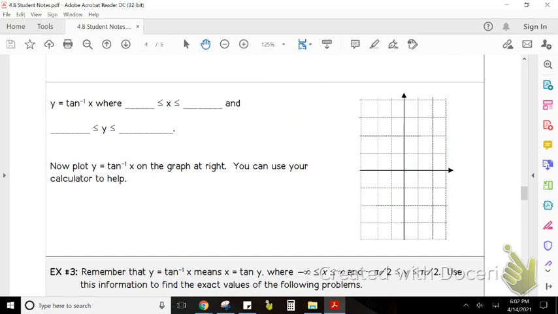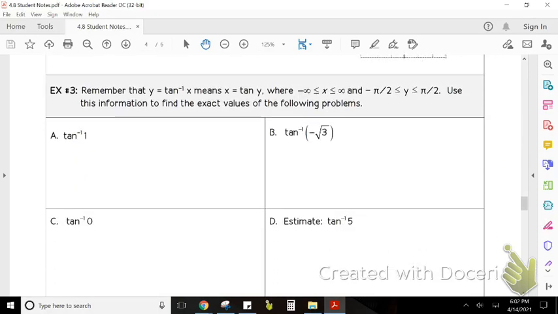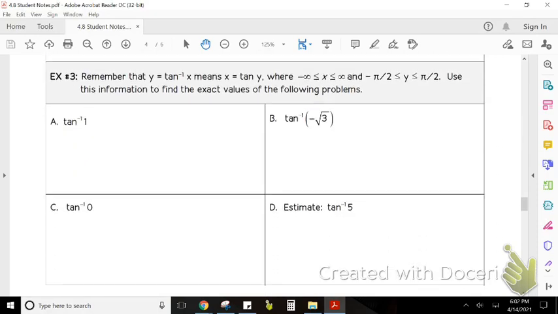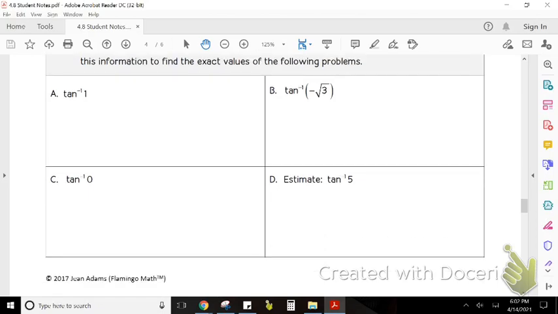Alright, so now let's try some problems here. So example 3 says, remember that y equals the inverse tangent of x means that x is equal to tangent of y. We're looking for our x's to be between negative infinity and infinity, and our y's to be between negative pi over 2 and pi over 2. So we're going to use this information to find the exact values of the following problems.